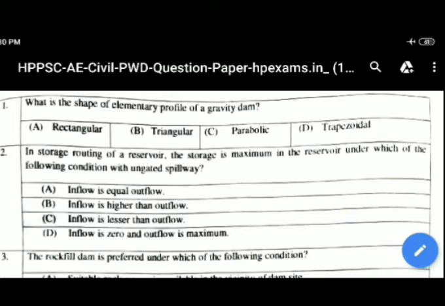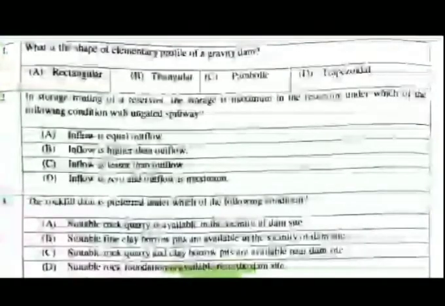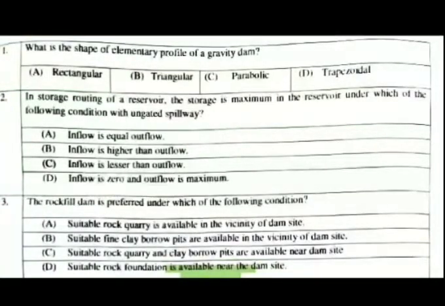What is the shape of the elementary profile of a gravity dam? And the right answer for this question is option B, triangular. Our next question is, in storage routing of a reservoir, the storage is maximum in the reservoir under which of the following conditions with an ungated spillway? And the answer for this question is option A, inflow is equal to outflow.